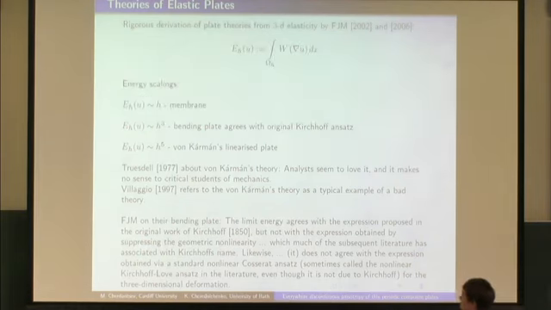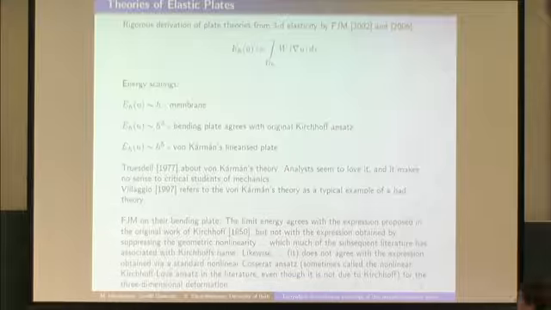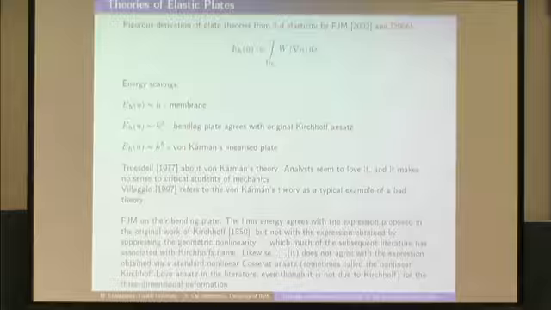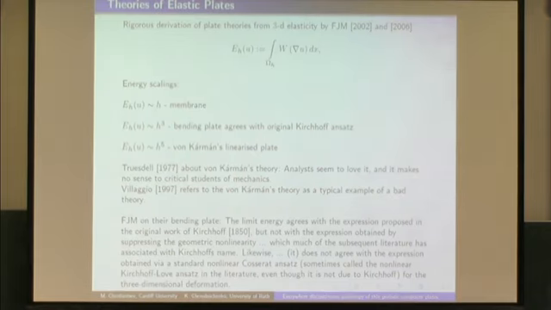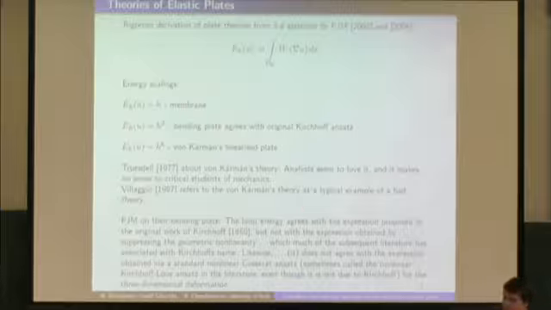Okay, and again I'll quote several lines from different works. So Truesdell in '77 says about von Karman's theory, which these guys rigorously get in this regime, that analysts seem to love it, and it makes no sense to critical students of mechanics. Now, Ericksen in '87 refers to the von Karman theory as a typical example of a bad theory.